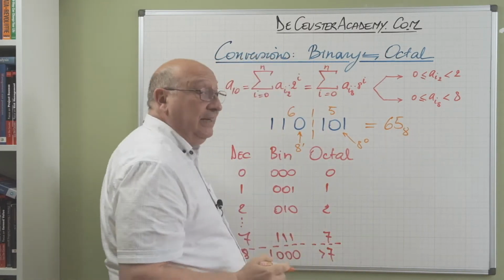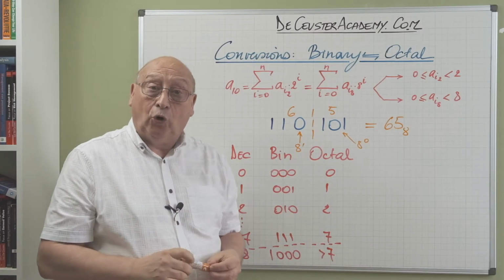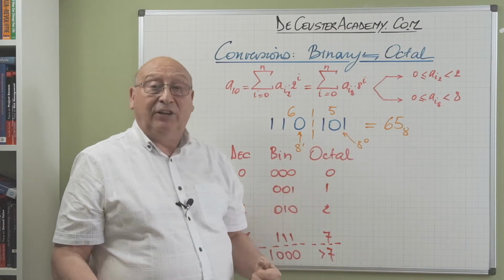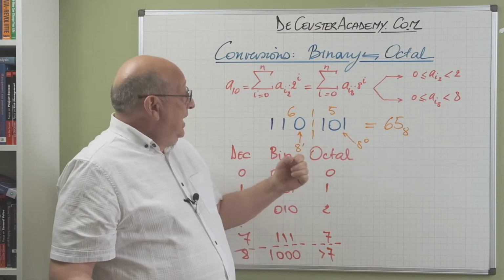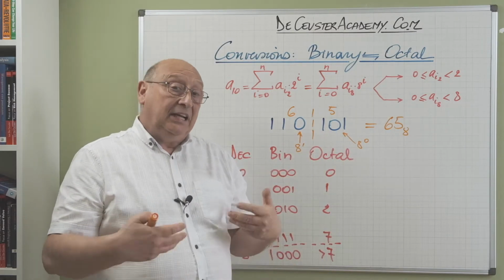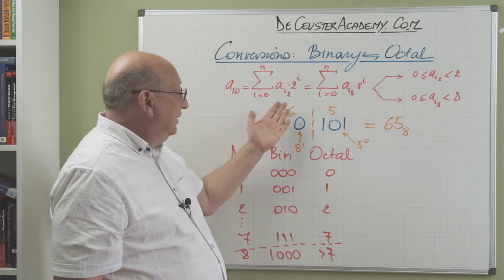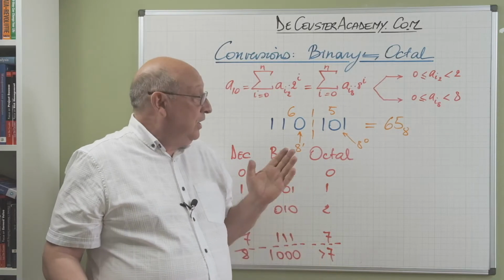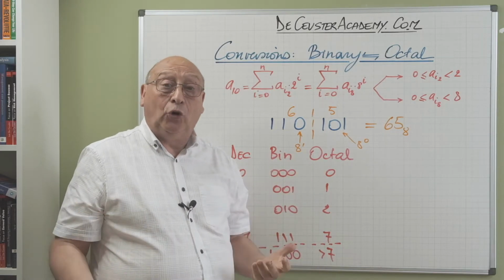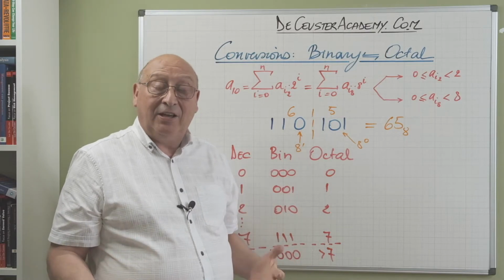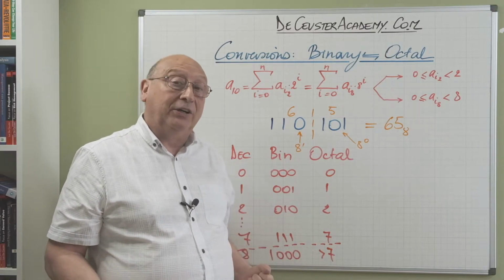And we put the index 8 to be sure that everybody knows that 65 is an octal number. It could be a decimal number, it could be a hexadecimal number, but it cannot be a binary number. So the index is there to be sure that we're using the right base when we're describing the numbers.